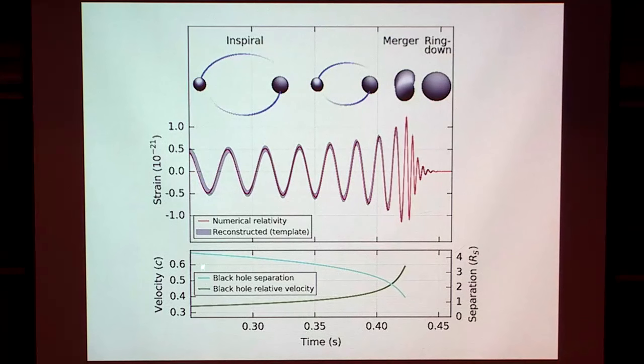And then here's the separation in terms of the Schwarzschild radii for 30. And they're getting closer and closer. Eventually, they hit each other. So that's the discovery. Okay.